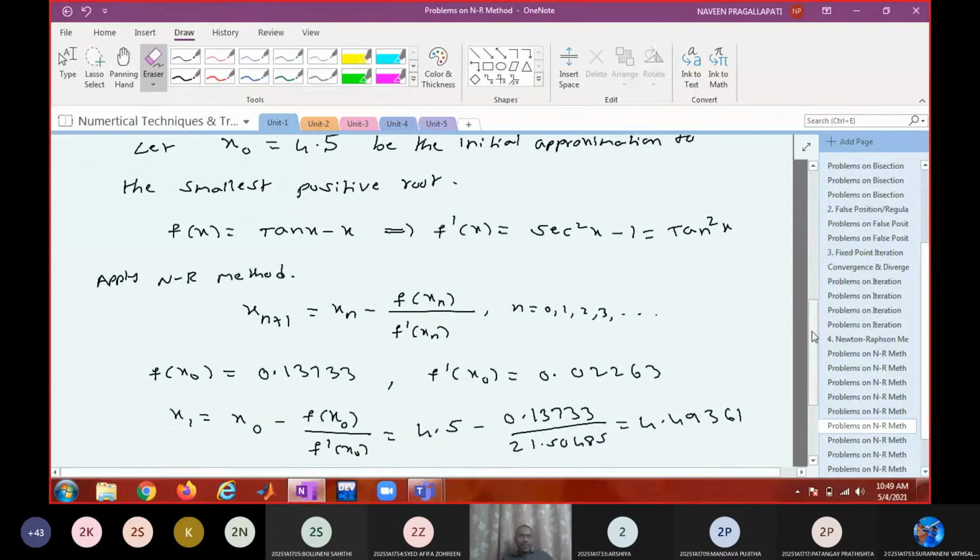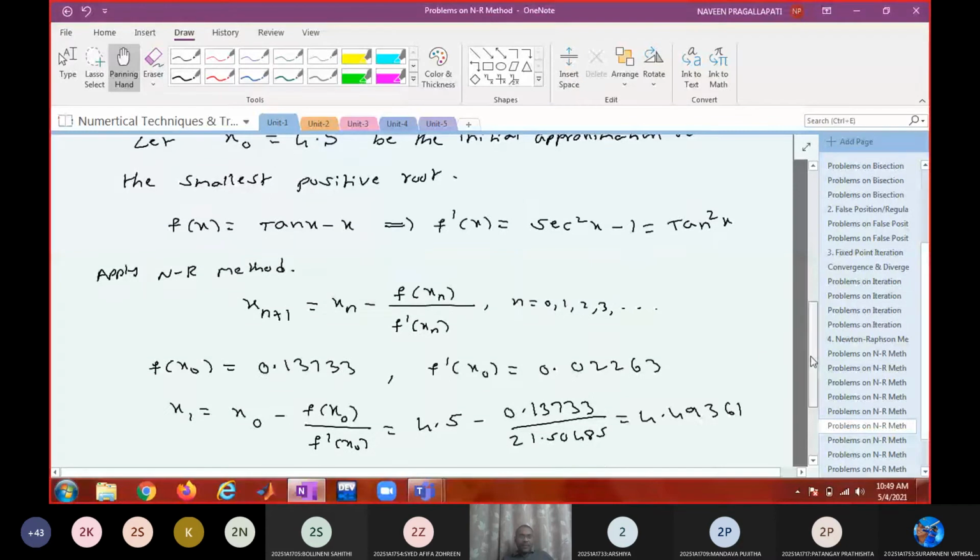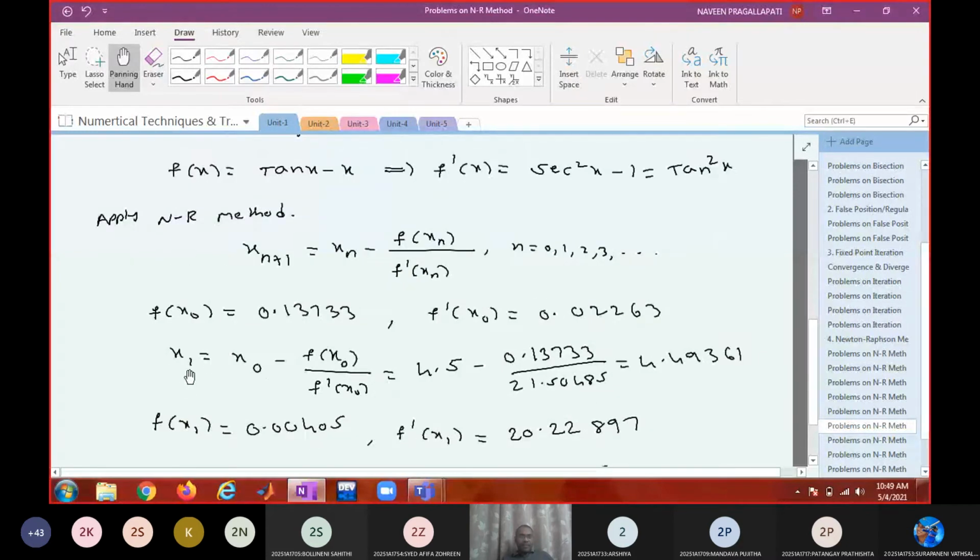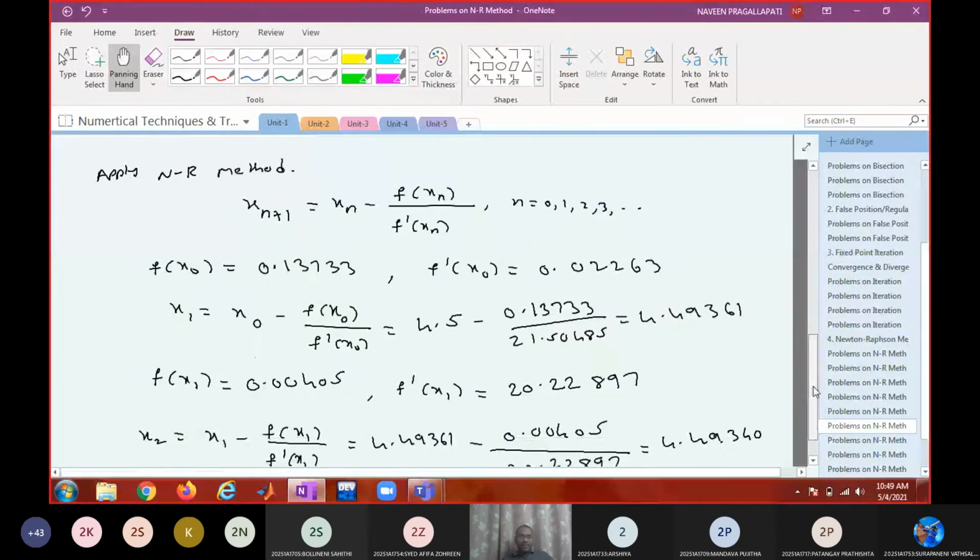Then I wrote the iterative method formula. Then I substituted x naught equal to 4.5 in the function and its derivative. It came out to be like this. Then I wrote the formula for x1, that is x naught minus f of x naught by f dash of x naught. X naught value is 4.5 and f of x naught value is 0.13, and f dash of x naught value is this much. So when I simplify this, you will get this value.